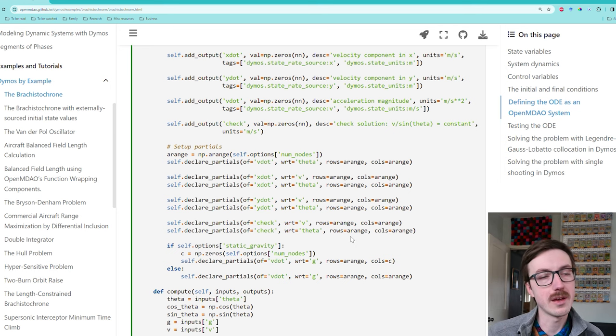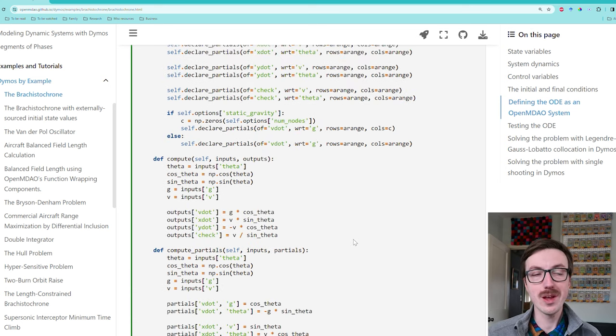If you're unfamiliar with this, I highly recommend checking out the OpenMDO side of things to see what the documentation is for how to declare these partials. Now, we have a compute statement. This compute statement is relatively straightforward. Again, the actual underlying physics of this problem is just a bead that's frictionless with gravity acting on it. Relatively straightforward. We're fortunate for that.